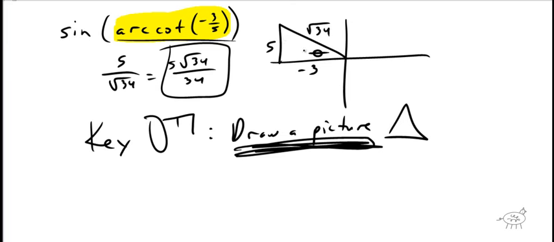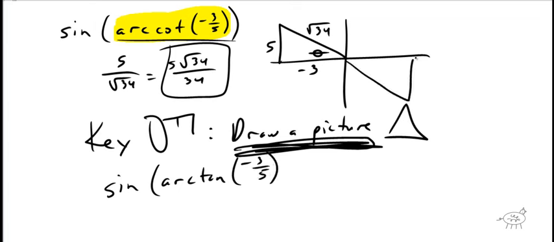Now, let's say instead of that, I'm not going to do the whole problem, but let's say it was sine of the arc tangent of -3/5. Well, that means you draw the picture in this quadrant here. Well, maybe I will do the whole problem.